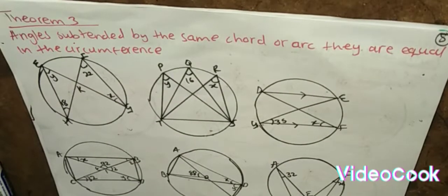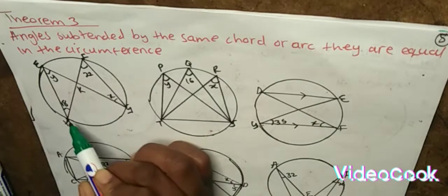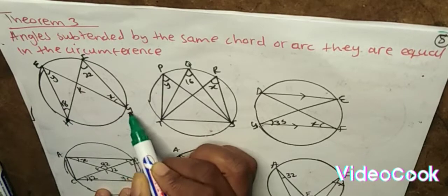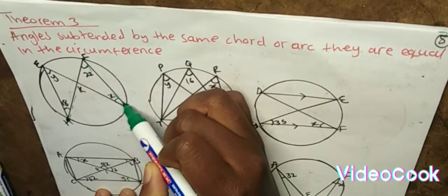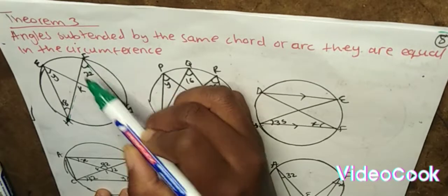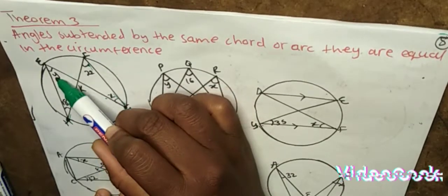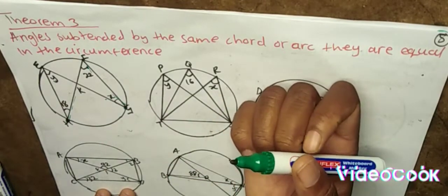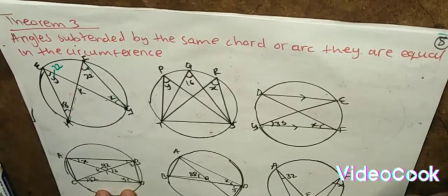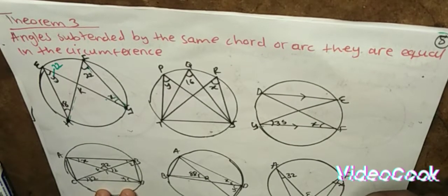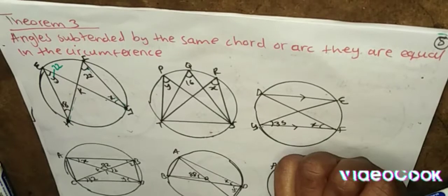Today we are looking at theorem number 3, which says angles subtended by the same chord or arc are equal at the circumference. Same chord or arc, I hope you still remember your arcs. So we have arc HG in this case, and from arc HG we are forming an angle of 22 degrees there at the circumference, and we are also forming an angle of y degrees there. So what does that mean? It means our y is also going to be 22 degrees. The reason for our answer is that it is subtended from the same chord. They're all from the same chord or arc.